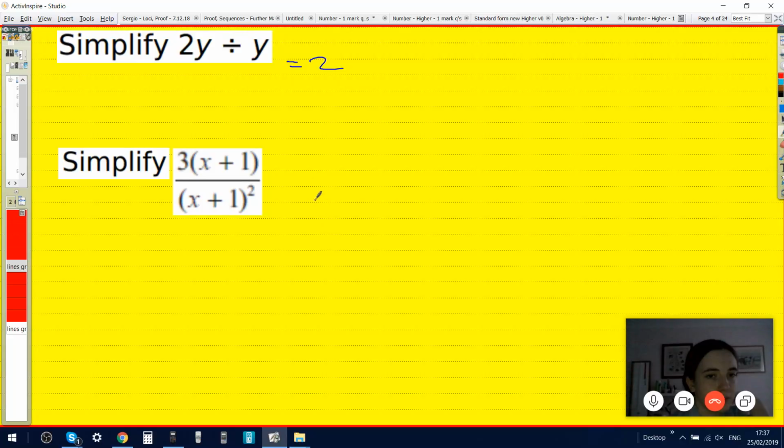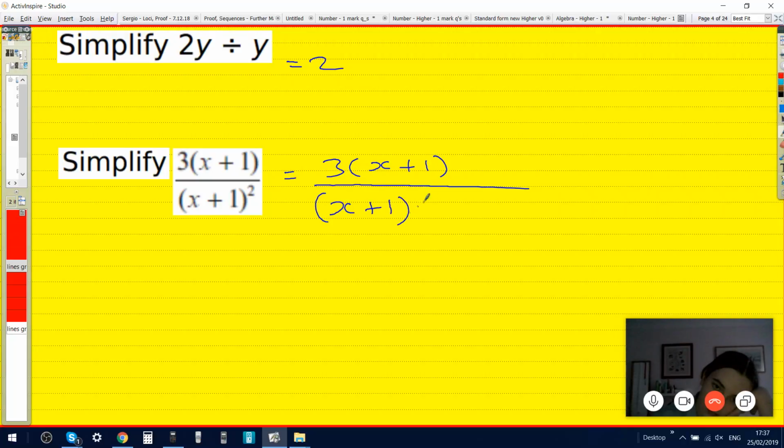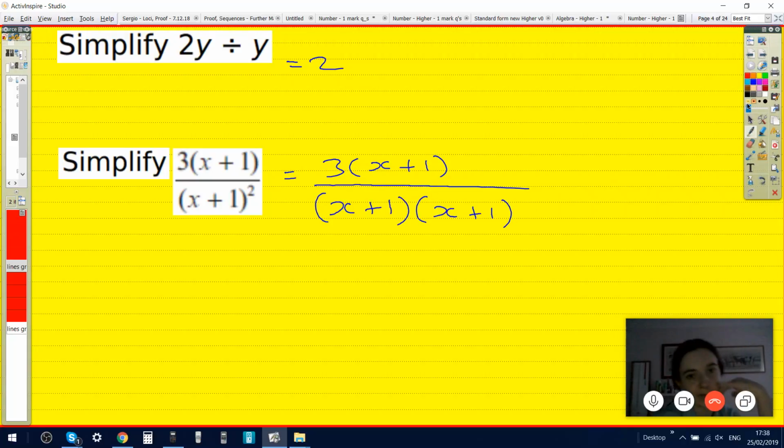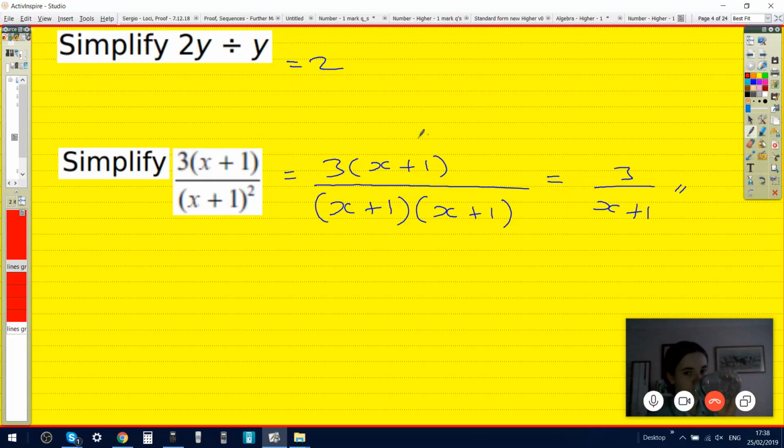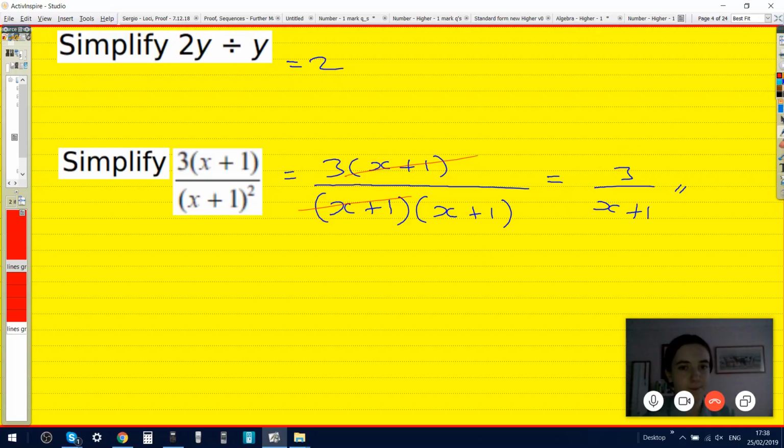What does x plus 1 squared mean? x plus 1 times x plus 1. So on the top I have 3 times x plus 1. On the bottom I have x plus 1 times x plus 1. And if you were to cancel down? 3 over x plus 1. Yes, 3 over x plus 1. And basically that's a bit like indices. That's the power of 1, that's the power of 2. But I think just writing it out fully makes it a bit more obvious. Any questions there? Nope. Okay, not easy.